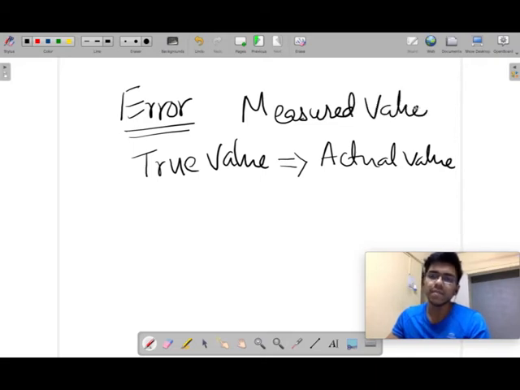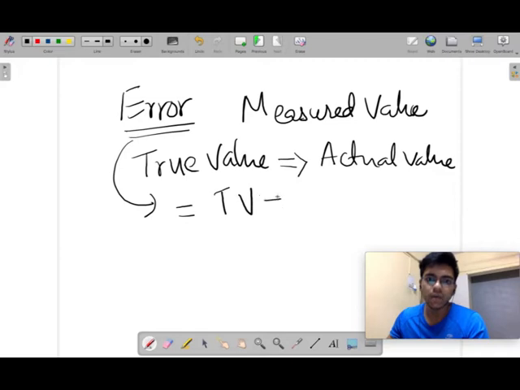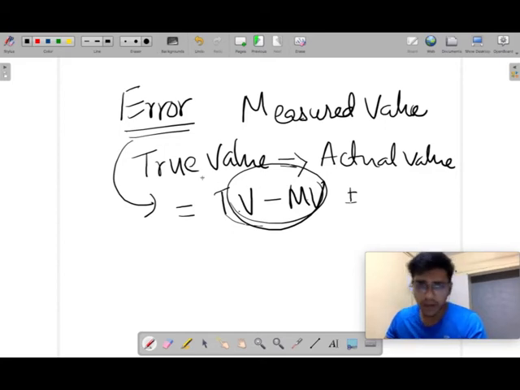Now these things will become clear in a while. So the error is defined as the difference between true value and measured value. Now this number could be positive or negative. It could be both. It depends on whether your measured value is lesser or higher than the true value. So this number could be both positive or negative. So error is defined as the difference between true value and the measured value.